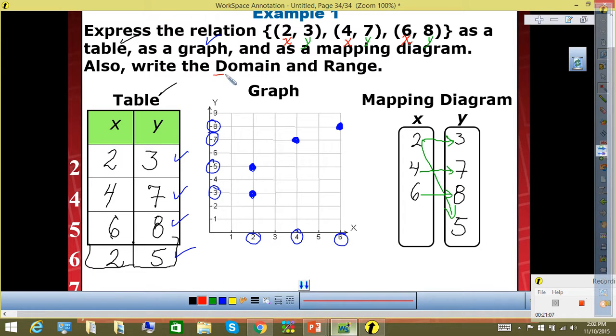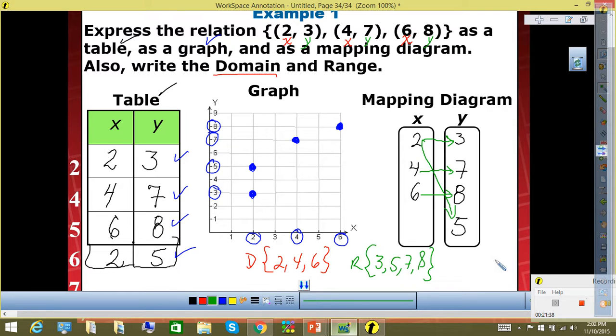Let's write the domain. So we're going to write D, and instead of using the table, I'm going to use this one. So my domain is what? 2, 4, and 6. If I was to look at just the table, I just write 2, 4, 6. Do I repeat the 2 again? No, and I'm done. Now I'm going to write the range. What is my range, everyone? 3, in order, please. 5, 7, and 8. And that's how the homework is going to be.